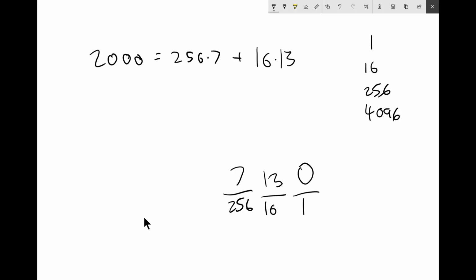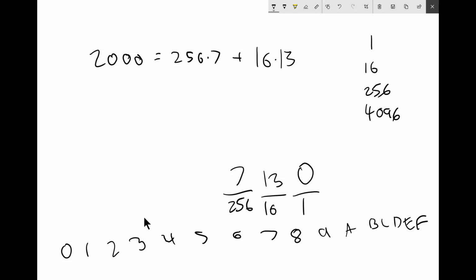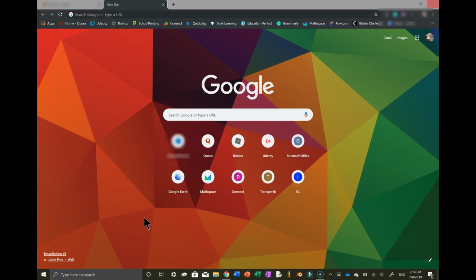What is hexadecimal? Hexadecimal is 0, 1, 2, 3, 4, 5, 6, 7, 8, 9, A, B, C, D, E, F. It is the same as our base 10 system, but it replaces the 10, 11, 12, 13, 14, and 15 with letters. So as you can see here, 13 is in fact D, so it's actually 7D0. And that is the answer.